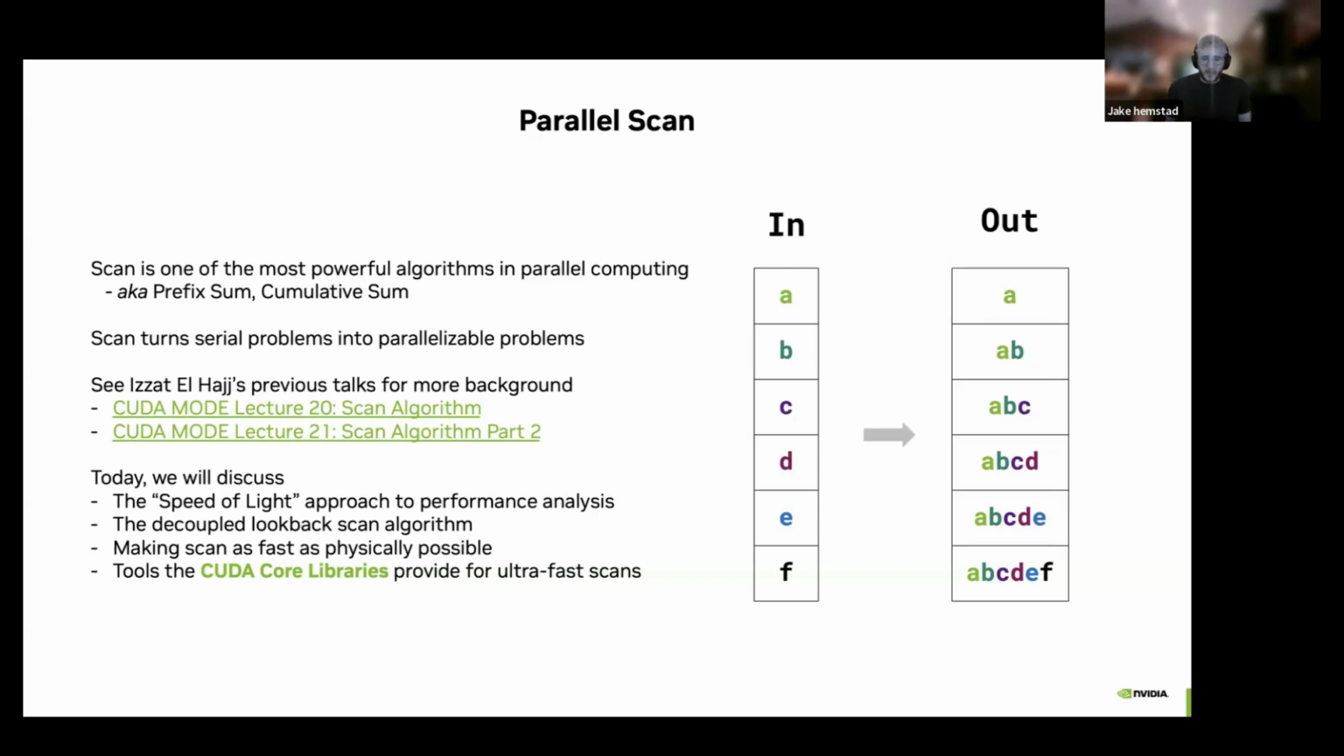Not only are we going to tell you how to implement this, but we're also going to show you that you don't need to implement it. We've already given you all these foundational tools, so if you need scan or building blocks to do some kind of custom scan work, we've got stuff for you in the CUDA core libraries. Next slide.